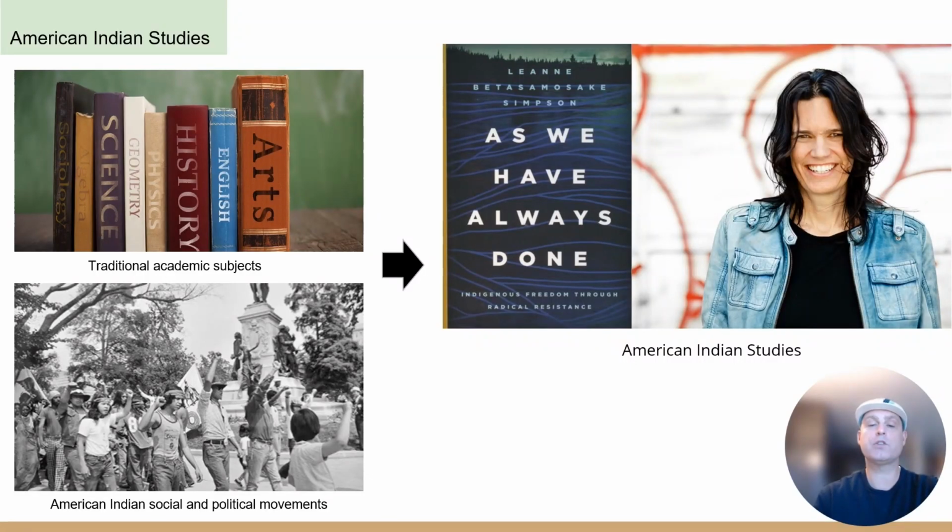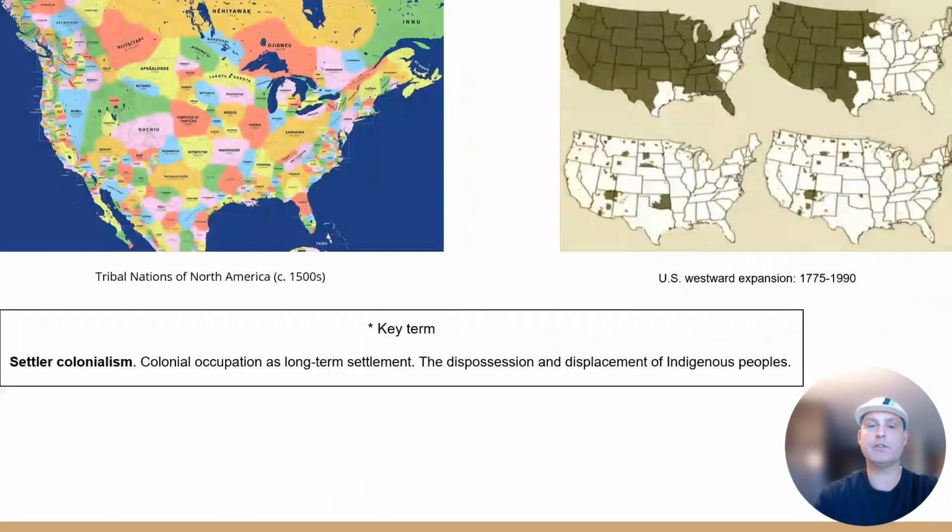Unlike most traditional academic subjects, the field of American Indian Studies developed from a series of social and political movements linked to the politics of indigenous peoples and tribal nations. To appreciate this political dimension of the field, we first need to get a basic understanding of the issues that have driven American Indian social and political movements. This brings our attention to the history of European empires in the Americas.